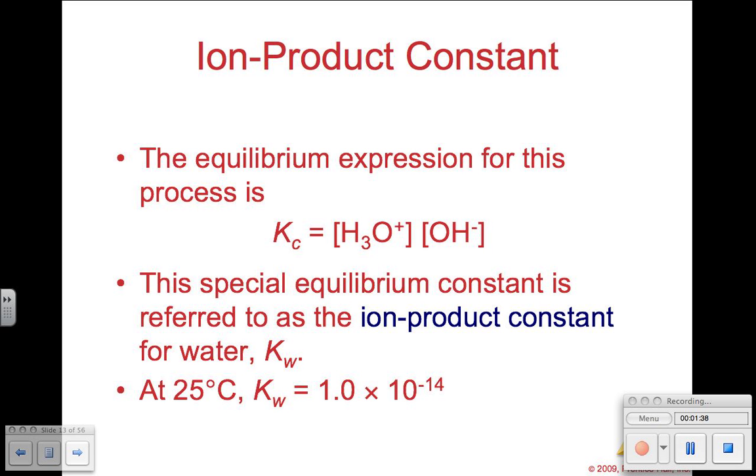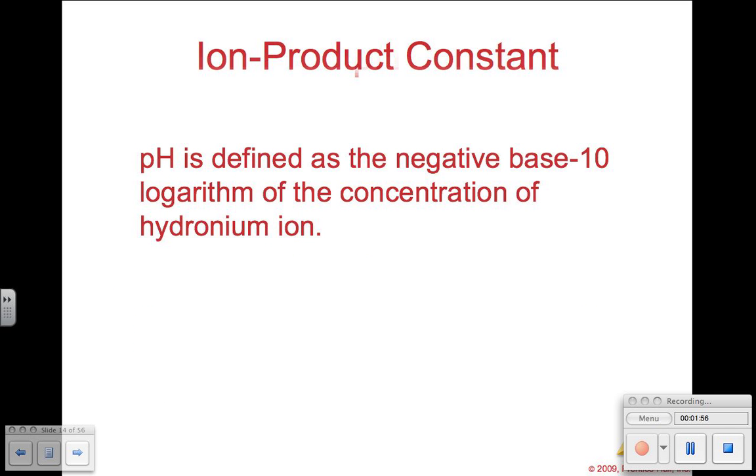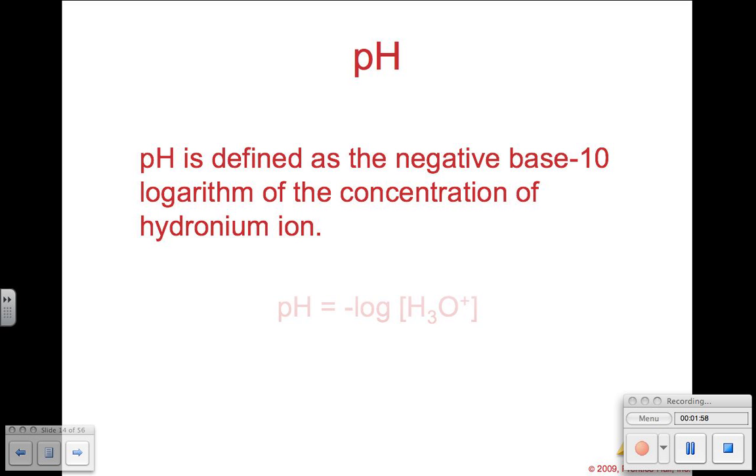Well, water has its own special equilibrium constant, referred to as the ion product constant, and it's written as Kw. At 25 degrees Celsius, it's 1 times 10 to the negative 14th. And we're going to be utilizing that Kw a number of different ways in the next couple of slides. So this moves us towards pH.